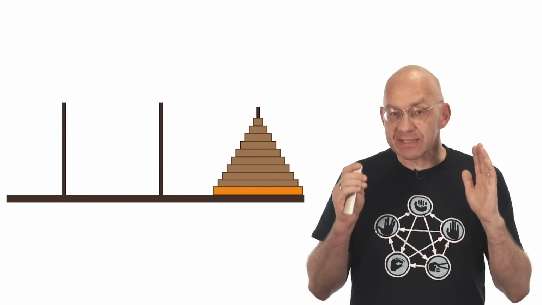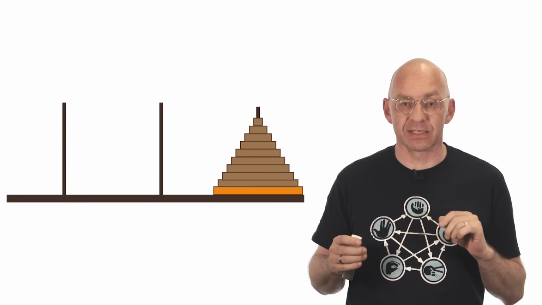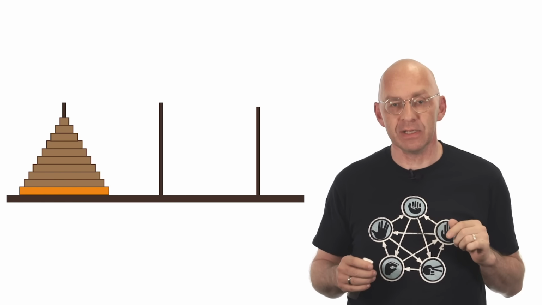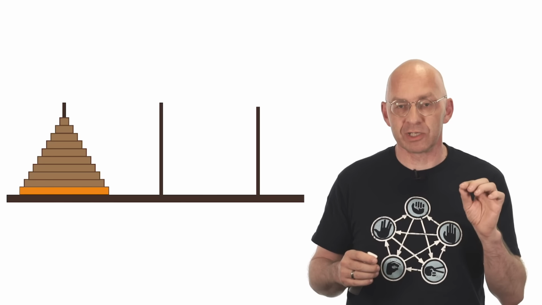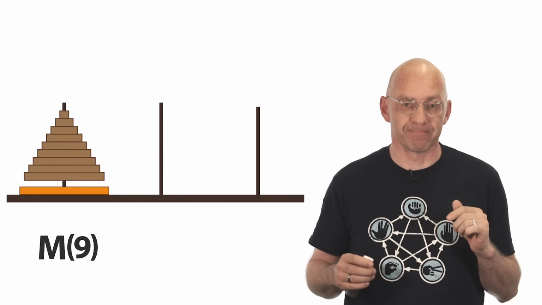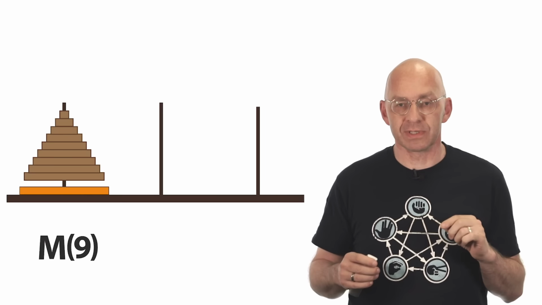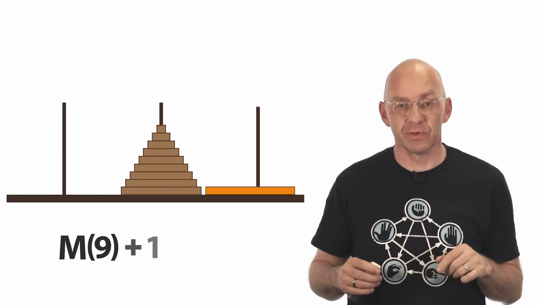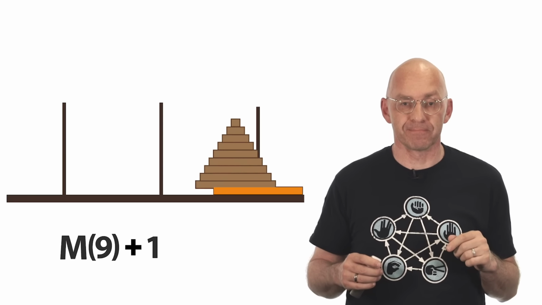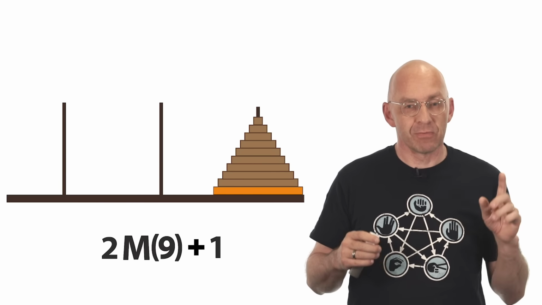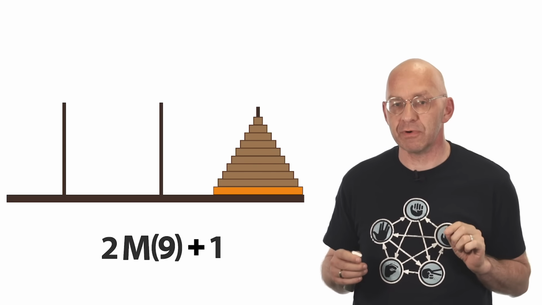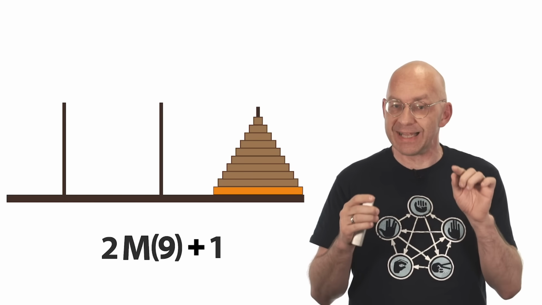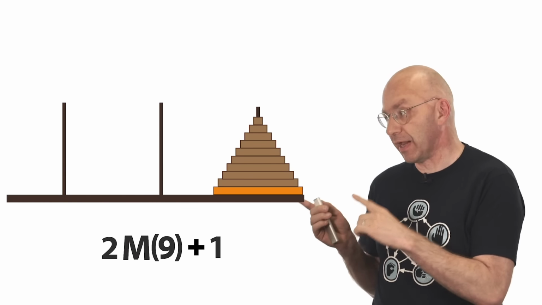Well, let's see. In this instance of the puzzle, there are 10 disks, just like with Doctor Who. Let's say that M9 is the minimum number of moves required to move the little 9-disk tower. Then we can definitely transfer the whole 10-disk tower using M9 moves, plus one move, plus another M9 moves. Okay. With M9 being the smallest number of moves to transfer a 9-disk tower, we found that we can transfer the 10-disk tower using that many moves.